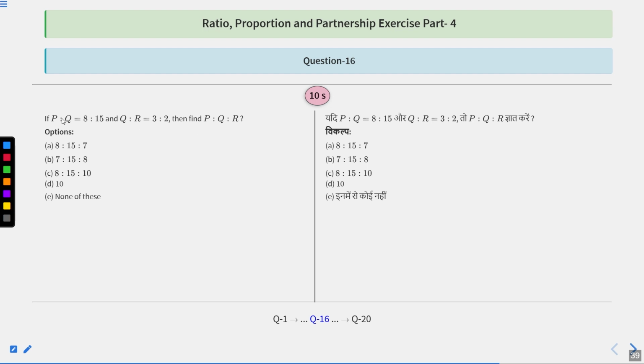Next one is, if P ratio Q equals 8:15, Q ratio R equals 3:2, then find P ratio Q ratio R. You have 3 options and 10 seconds to analyze the question. Your time starts now.